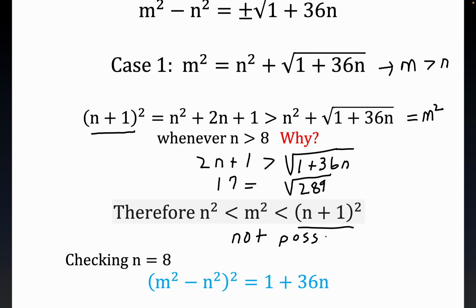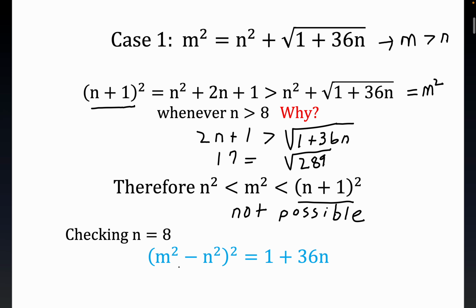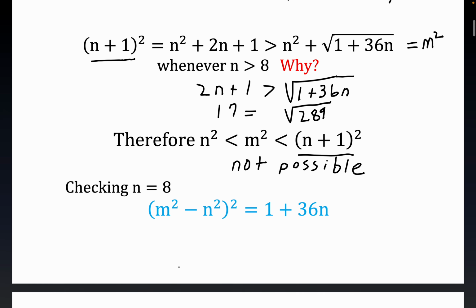All right, and so for that reason, all we have to do is check numbers less than or equal to 8. If we can't have this condition occurring for n greater than 8, that just means we have to check the numbers 1, 2, 3, 4, 5, 6, 7, 8. Now, it turns out, I'll cut to the chase, that 8 works, and you can see this.